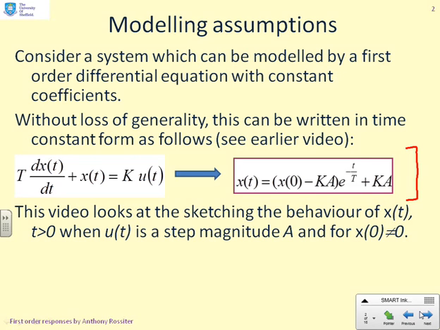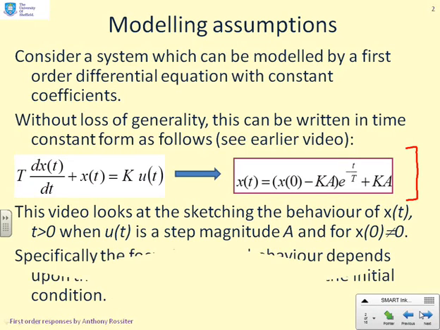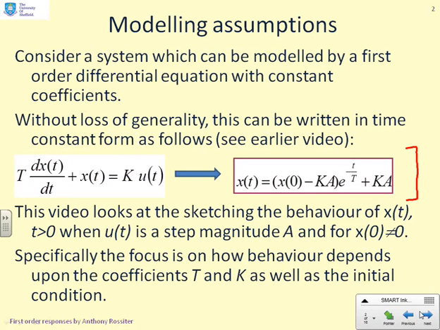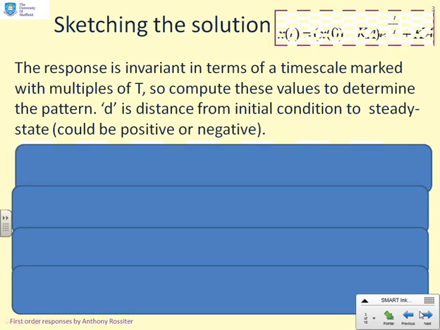So what do we want to look at? We want to look at the behaviour of x of t for t positive when u of t is a step of magnitude A and for non-zero initial conditions. The key thing is we're going to look at the sketching and see how these sketches change as I change capital T, change capital K, and of course change the initial condition.